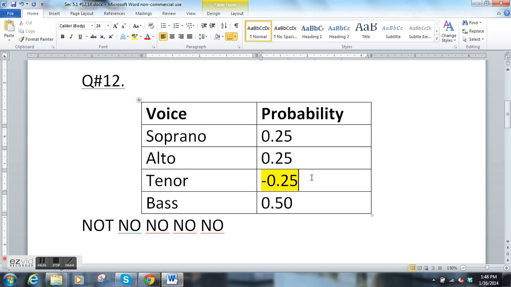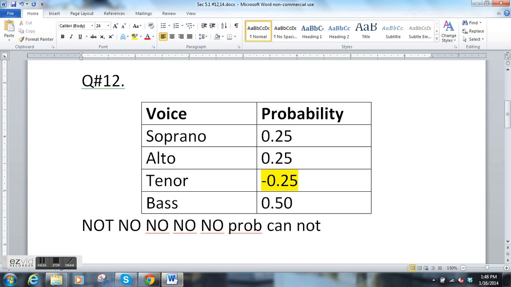Never on your test will you put a negative probability. Probability is a number between 0 and 1. So that's not okay. You could have stopped there, but you could also notice that in this case, well, I guess the probabilities, no, they don't add up to 1 either. But because it's negative, you can stop right there and say, no, it's not valid. Probability cannot be less than 0.